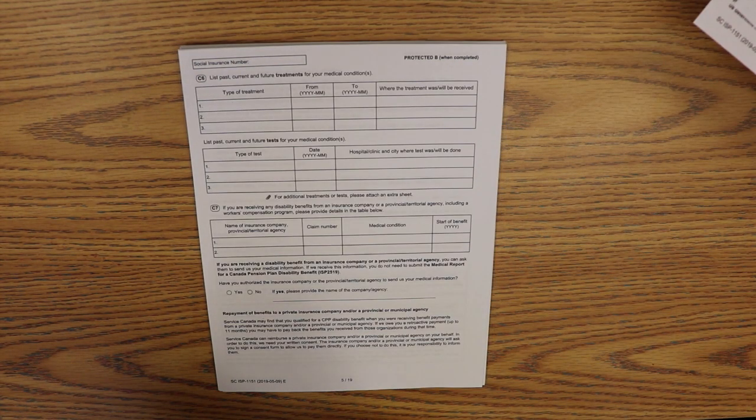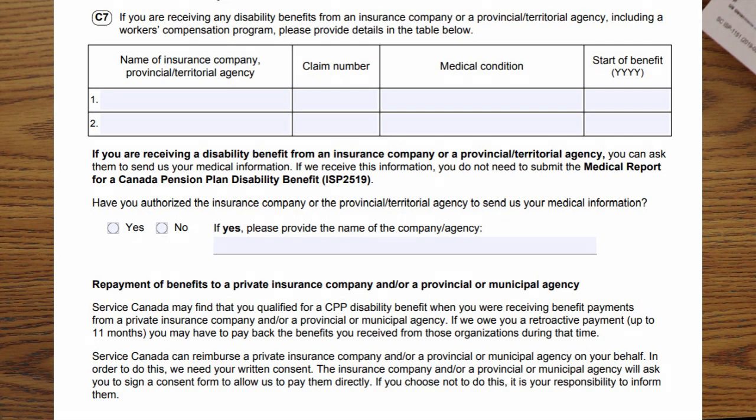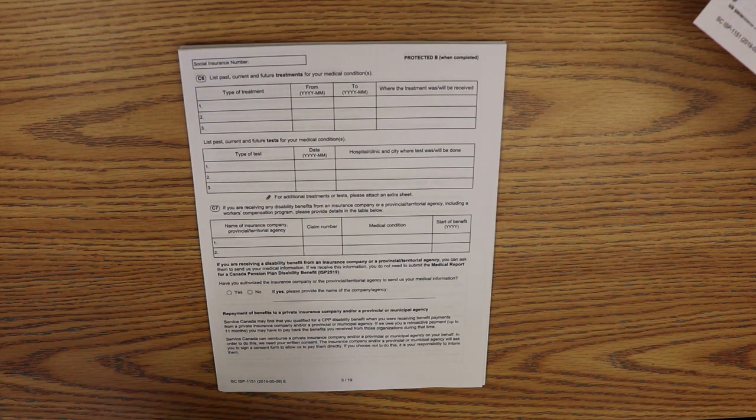You will need to list past, current, and future treatments for your medical condition, past, current, and future tests for your medical condition, and whether or not you are receiving any disability benefits from an insurance company or provincial agency, including workers' compensation. You will need to have the claim number and the start of benefit, and you will need to authorize the insurance company to send medical information.